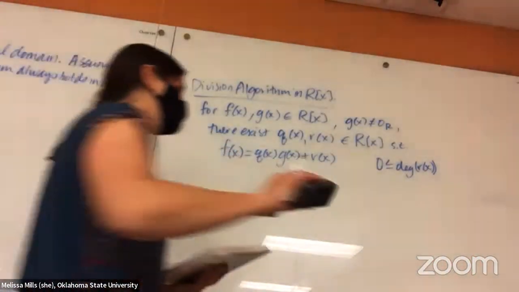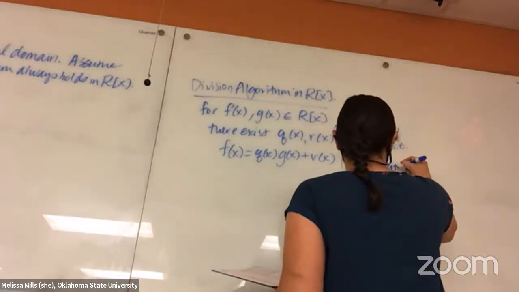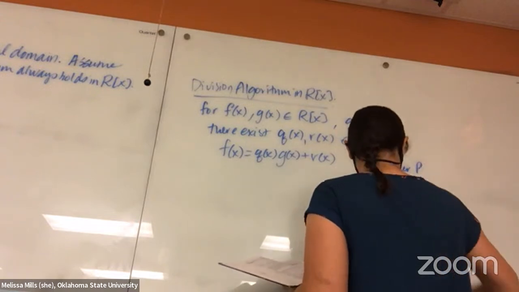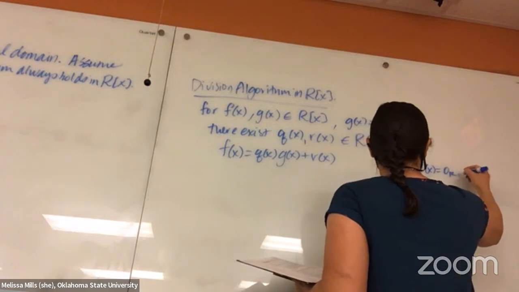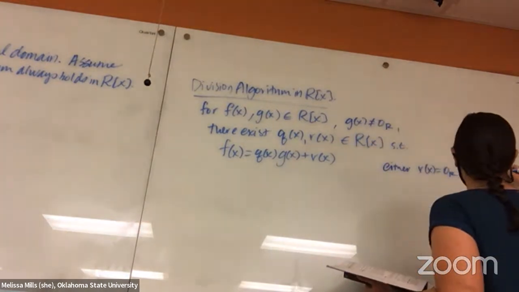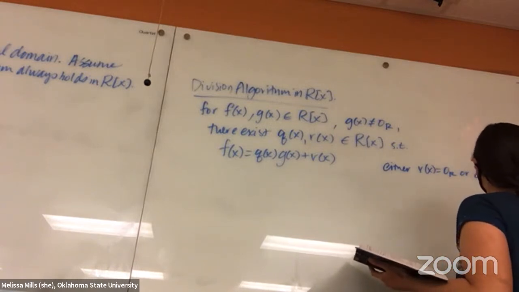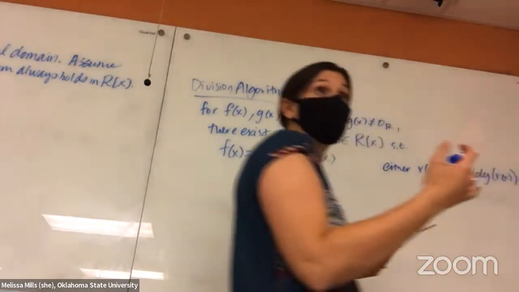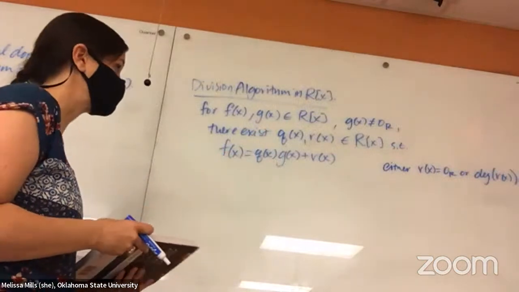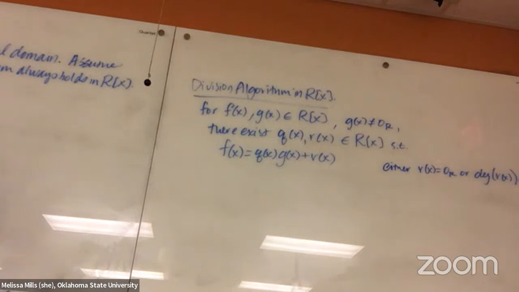Because if the degrees of r(x) and g(x) could both be 0, in fact, that's what happens here. Either r(x) equals 0 or the degree of r(x) is strictly less than the degree of g(x). So the degree of r(x) and g(x) could be equal if they're both 0, right? So that's possible. Okay, so that's the condition that I want to use over here. So how do I use that condition? What do I need to do?